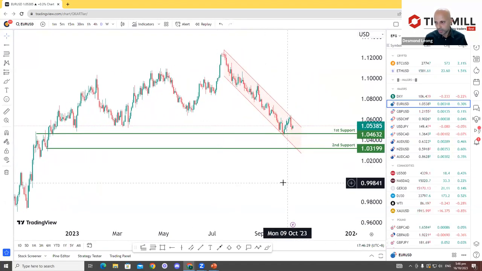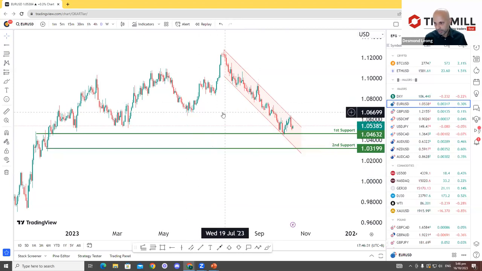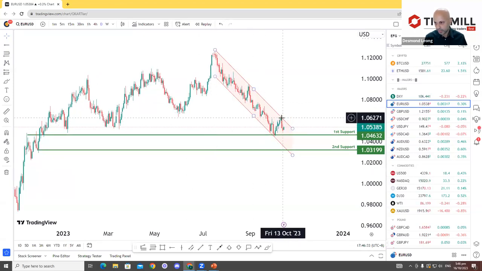Okay, right. Now let's look to the upside. We have the major levels as well. Naturally, when you see price pushing against the upper trend line of the bearish channel, this should indicate to us that this is potentially a resistance level as well, which is at about 1.0640.